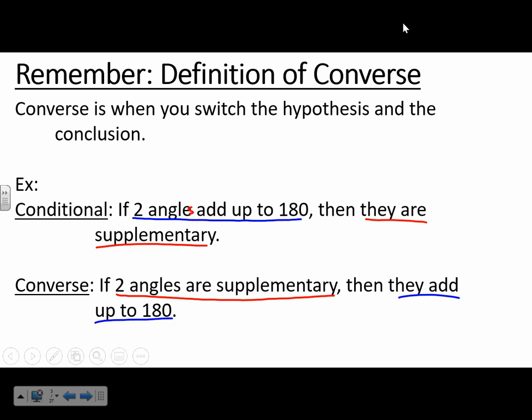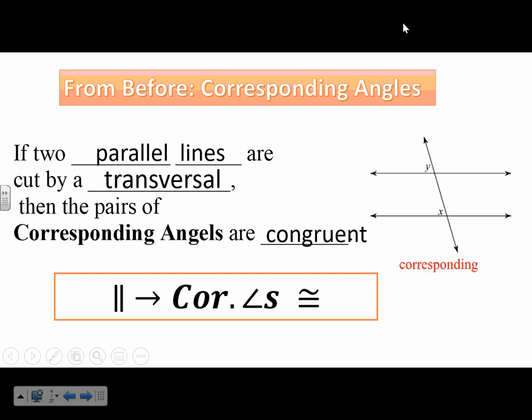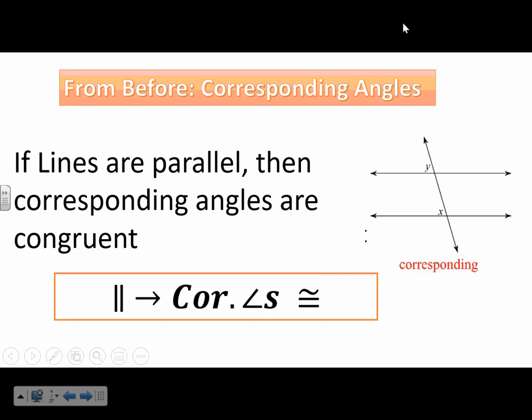So let's look at some of the angle pairs that we learned about last lesson. This is a really official definition. If two parallel lines are cut by a transversal, then the pairs of corresponding angles are congruent. I made all these more human definitions to make it a little bit easier. So if the lines are parallel, then corresponding angles are congruent. So that's what we learned before. If we know the lines are parallel, that means the corresponding angles have to be congruent. So this is how we wrote it.